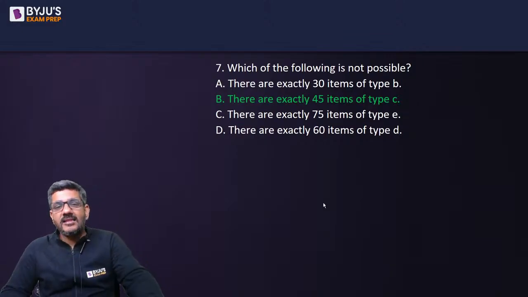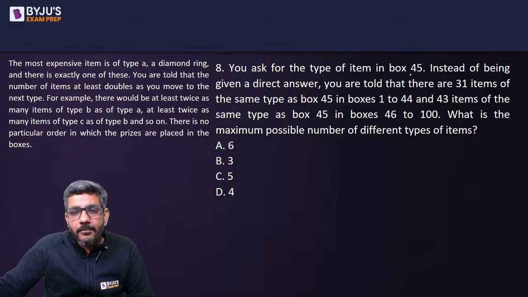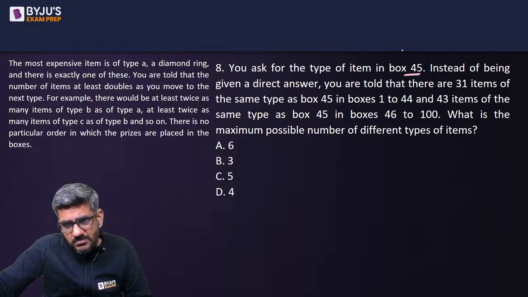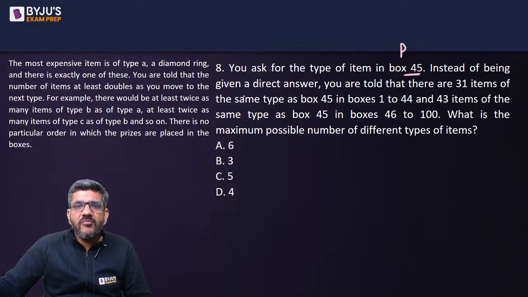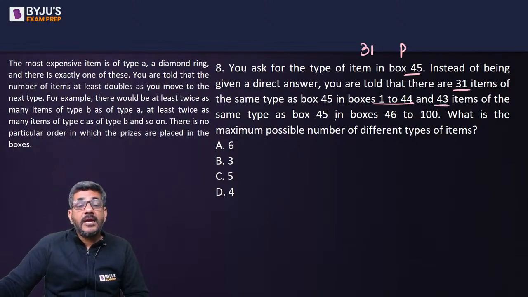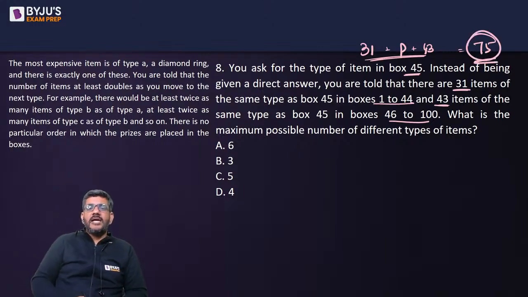Please do that. And this brings us to the last question of this set. You ask for the type of item in box 45. So there is a type of item in box 45. Let's say the type is P. Instead of being given a direct answer, you are told that there are 31 items of the same type in boxes 1 to 44, and 43 items of the same type as box 45 in boxes 46 to 100. There are 43 more. So can I say for type P there are 75 articles?